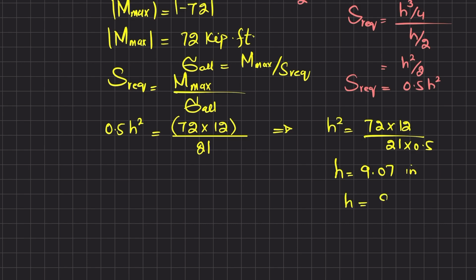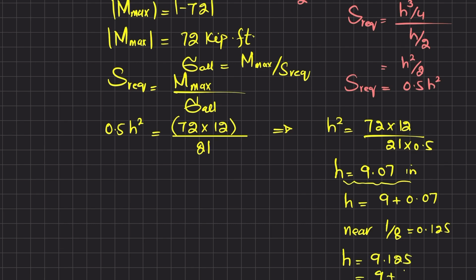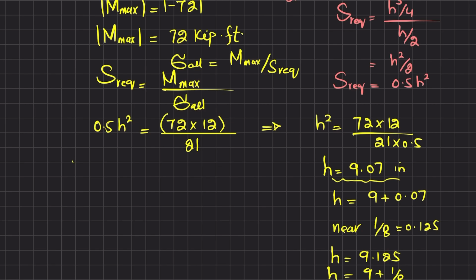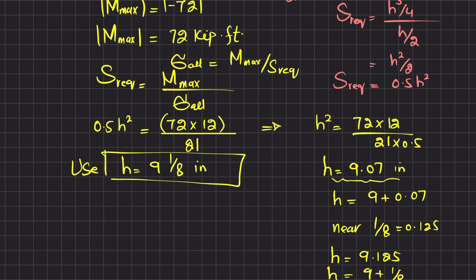Since we can write it 9 plus 0.7, and we have been given that h should be near 1 over 8 inch. So 1 over 8 inch is equal to 0.125 inch. So instead of h is 9.07, we will write h is equal to 9.125 or 9 plus 1 over 8. So h will be your answer. We will use h is 1 by 8 inch. So this is the answer.